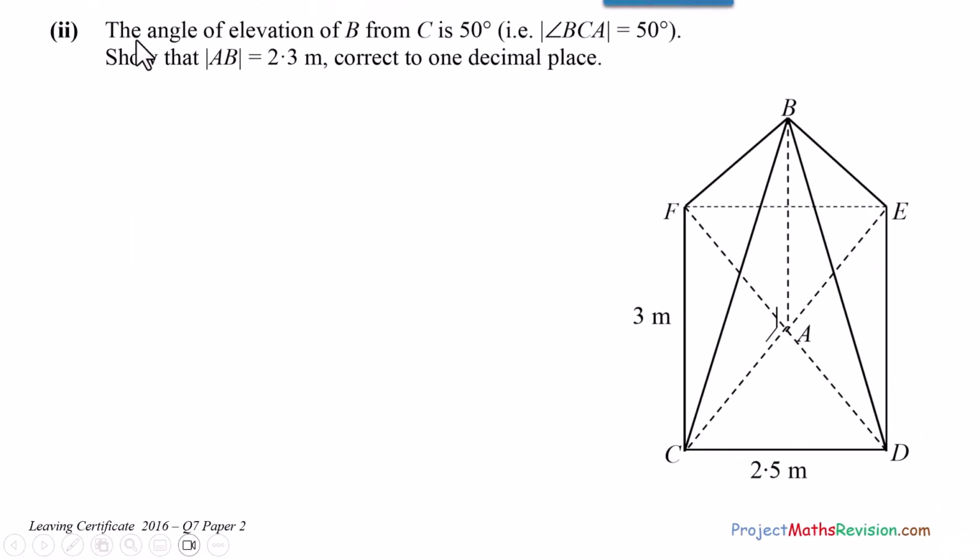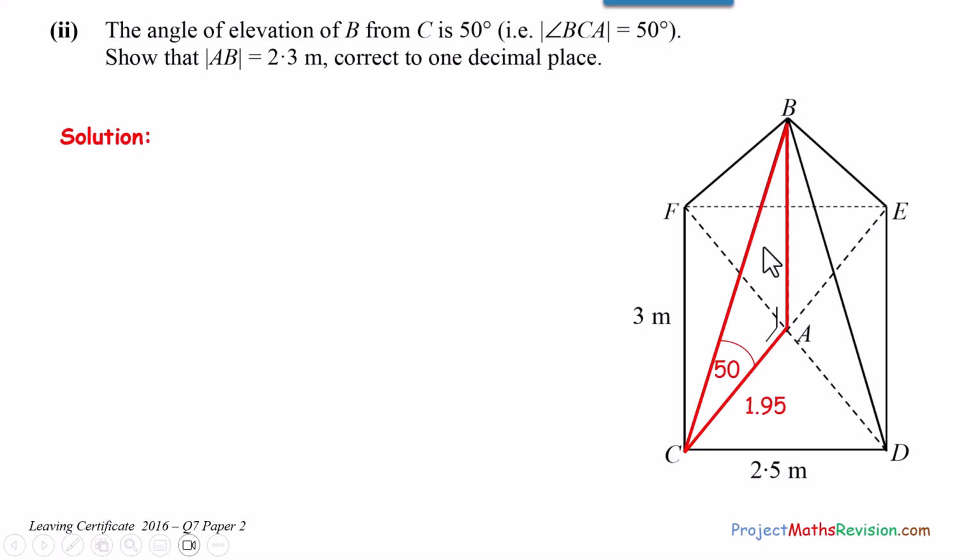In part 2, we're told that the angle of elevation of B from C is 50 degrees. In other words, the angle BCA is 50 degrees, and we have to show that AB is 2.3 meters. So consider the right angle triangle CAB. We're told that the angle of elevation of B from C is 50 degrees. So this angle here is 50 degrees. And we are looking for the length AB, which is the vertical height here.